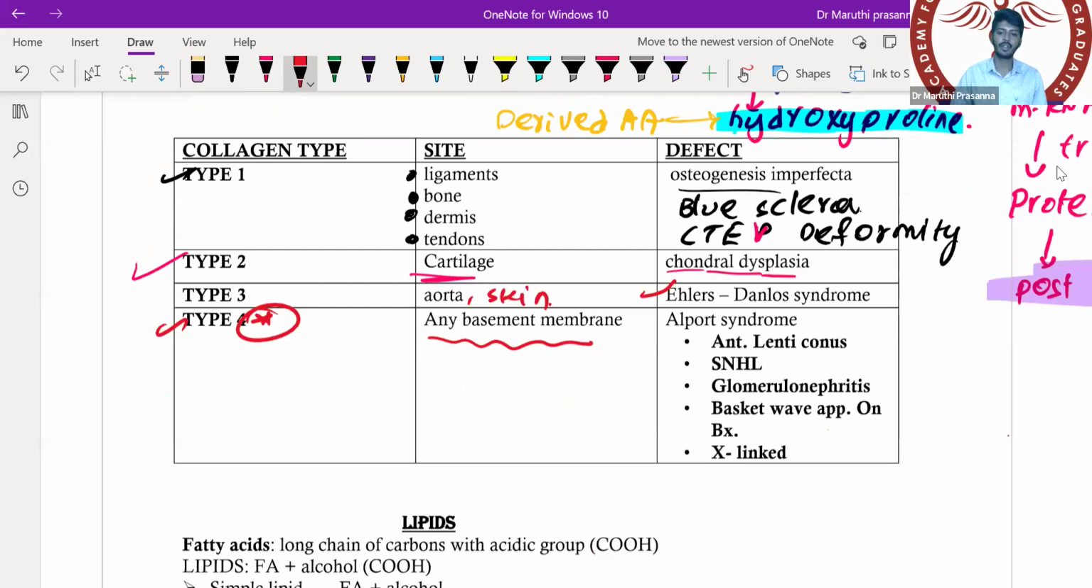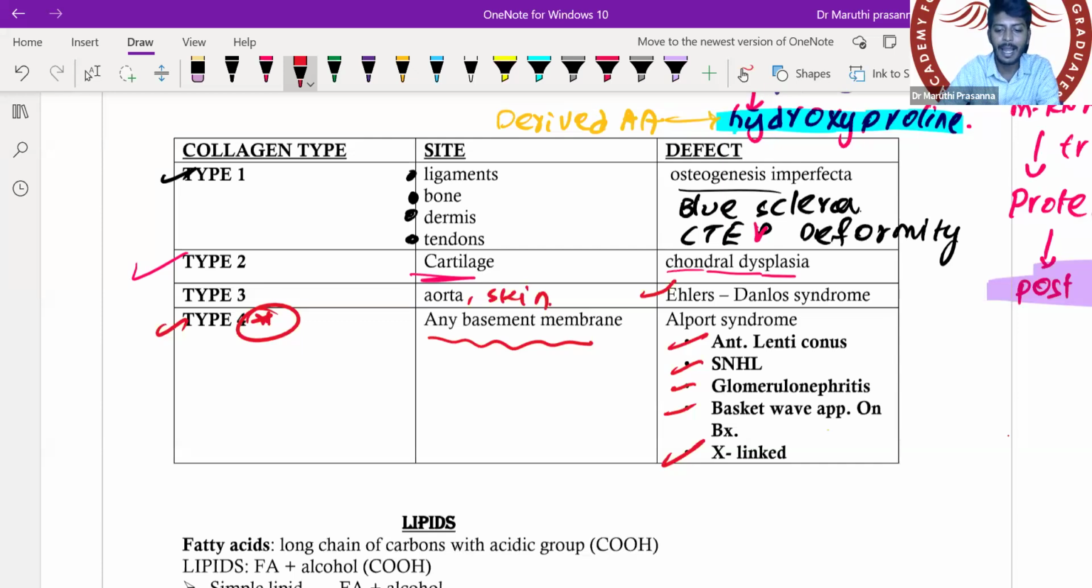In a patient with Alport syndrome, it is a type of X-linked recessive disorder. The patient will have anterior lenticonus, so excessive curvature of the lens towards the anterior side, sensorineural hearing loss, and the patient will have glomerulonephritis because the glomerulus also has a basement membrane. And if you take a biopsy, you can find a basket-weave appearance.